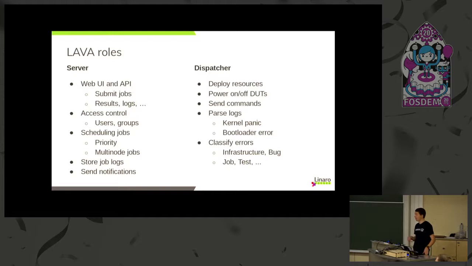And it will also try to classify errors. When there is an error, is it a bug in Lava? Is it an infra error, like DHCP is not working? Or is it a test actually not working? So you have to present the right result to the user. That's the dispatcher's responsibility.